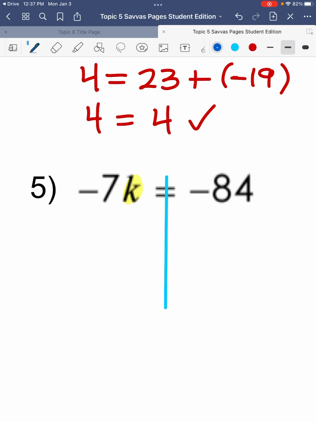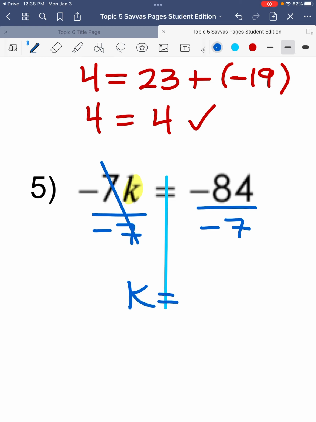But how do you undo that? How do you undo multiplying? You divide. So we're going to divide by -7. And if I do that on one side, I better do it on the other side as well. So let's talk about the side with the K. -7 divided by -7. Well, that's just 1. That cancels out. So K is by itself.